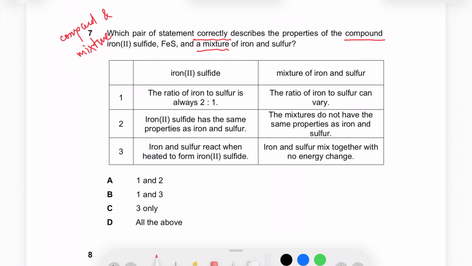For compound, the ratio will always be 2:1 iron to sulfur? No, the ratio is 1:1, so this is wrong. Iron(III) sulfide has the same property? No, the compound will have a different property, so this is wrong as well. Iron and sulfur react together to give you iron(II) sulfide. This is good. And iron and sulfur mixed together with no energy change. Yes, so the answer I think is only 3, so it's just C.